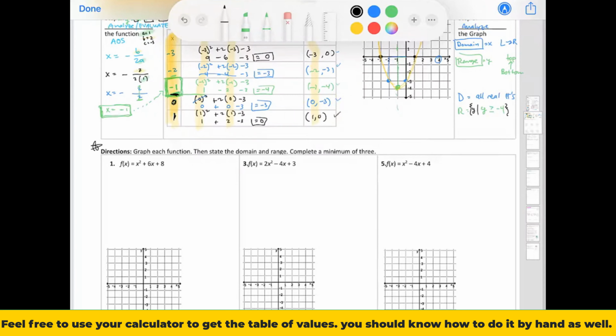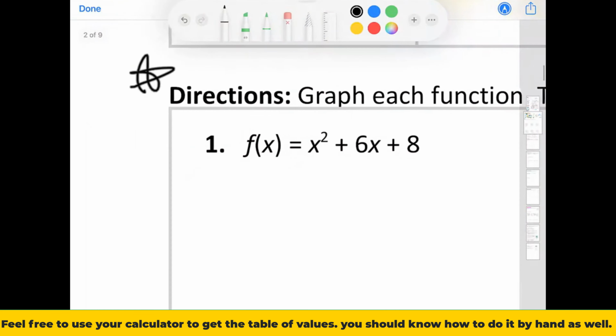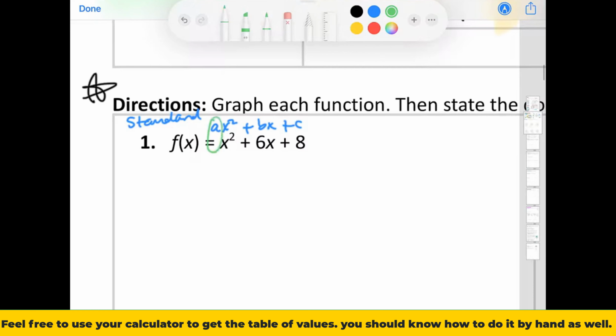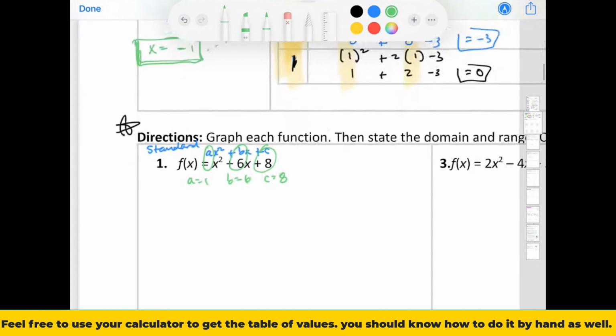Okay, so we're graphing these problems in standard form, and you'll notice that standard form basically means you can find your A, B, and C. So let's go ahead and do that. You can write standard form above it. What is this? This is one of our 3 forms, and so it's standard. Here I got A equals 1, B is 6, and C equals 8.